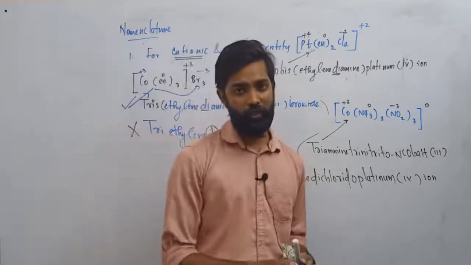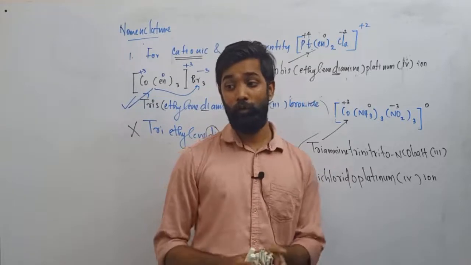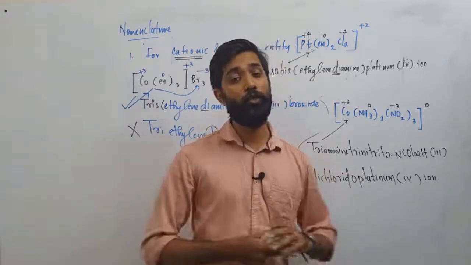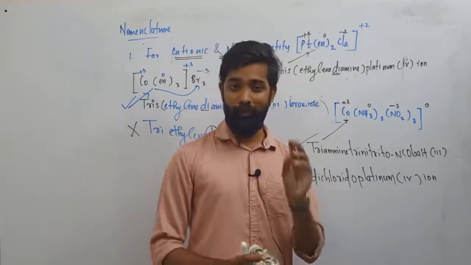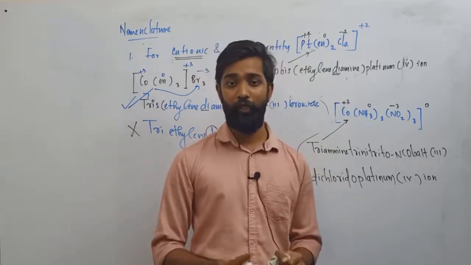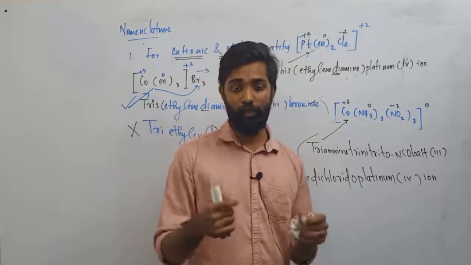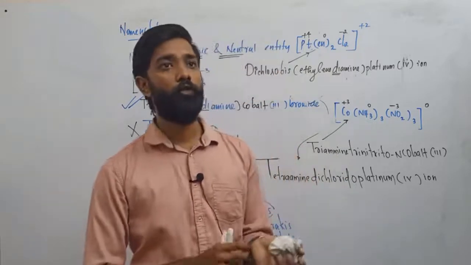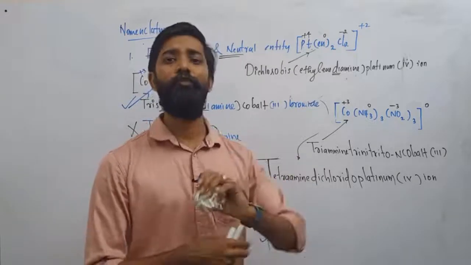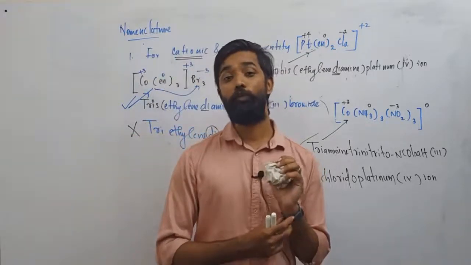Okay, so we'll discuss more examples. Before that, this is the trend of naming of what? Neutral entity and cationic entity. And there is a small difference in the nomenclature of anionic entity. In the next part, I'll explain that difference, and we will discuss more examples. If more examples are discussed, then we can move to the theories of coordination compounds.